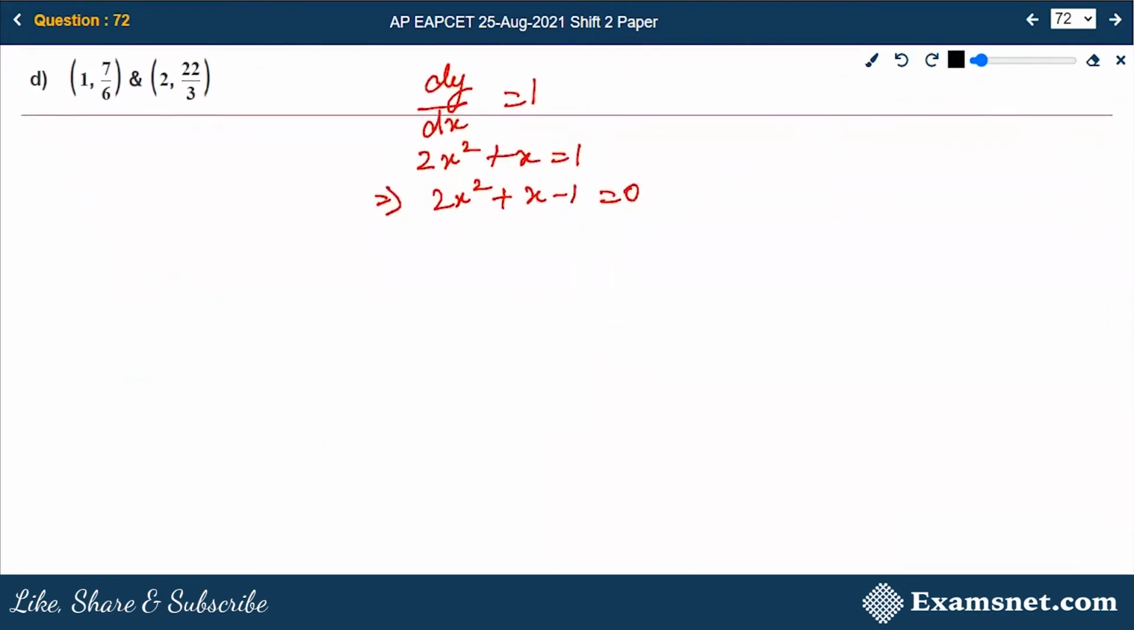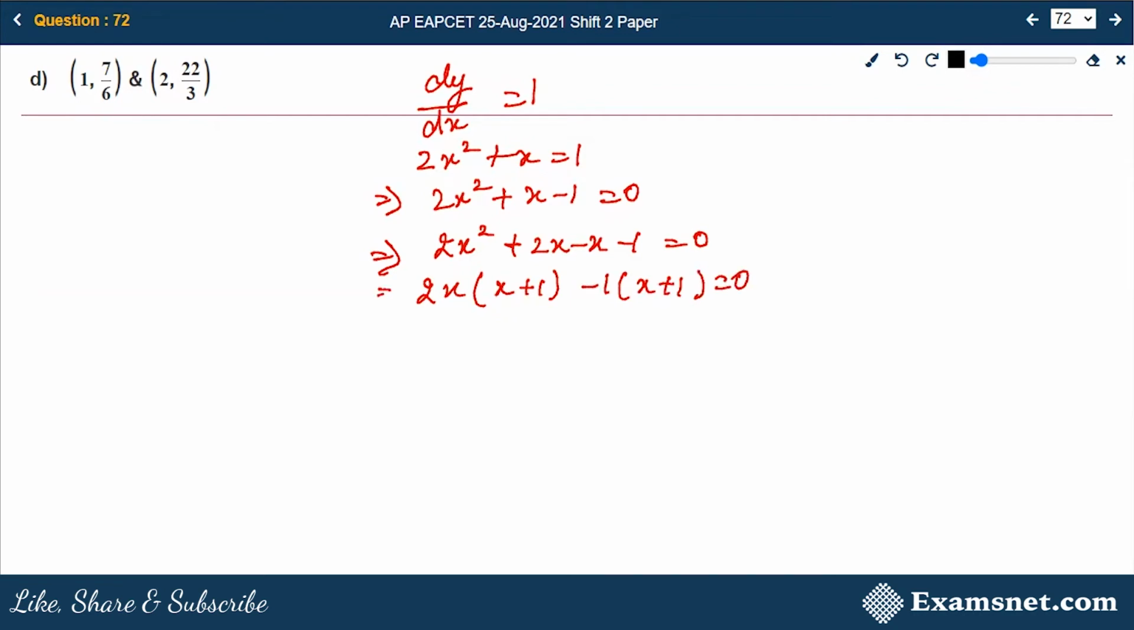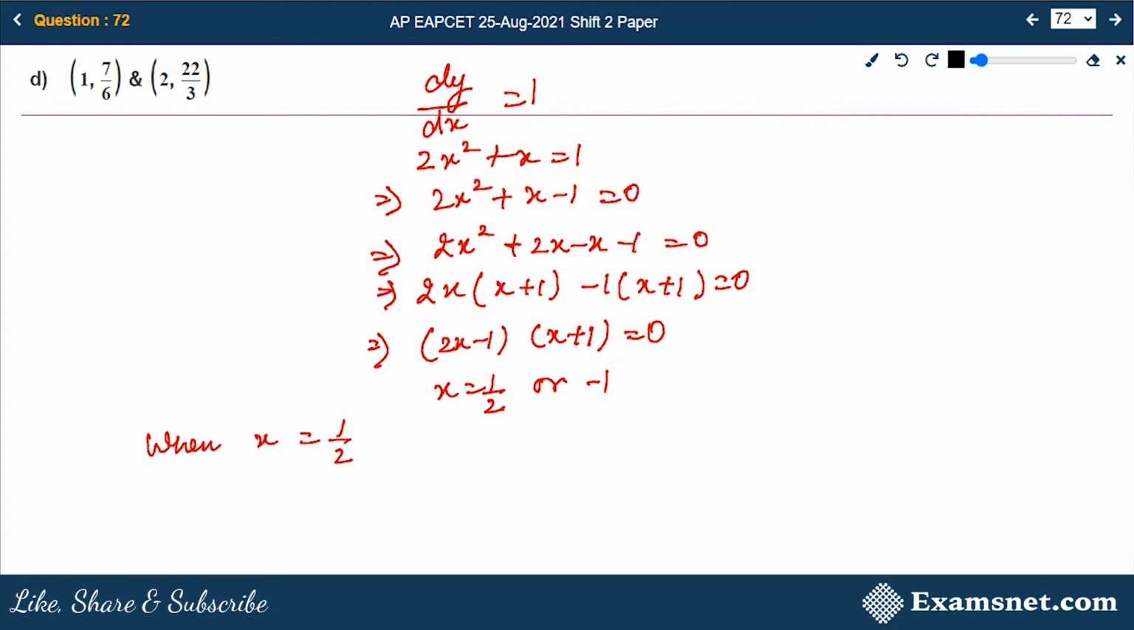Splitting the middle term, let's find out the factors. This will be 2x square plus 2x minus x minus 1 is equal to 0. So 2x, I'll take common, x plus 1, minus 1, x plus 1 is equal to 0. So the two factors are 2x minus 1 and x plus 1 is equal to 0, which gives x is equal to 1 by 2 or x is equal to minus 1. These are the two possible values of x.